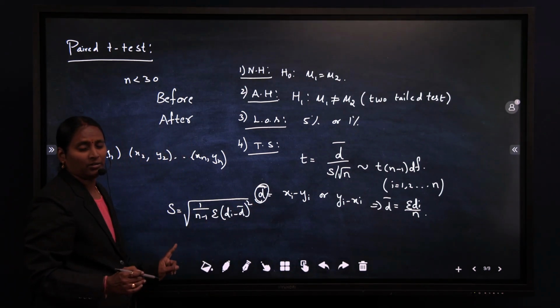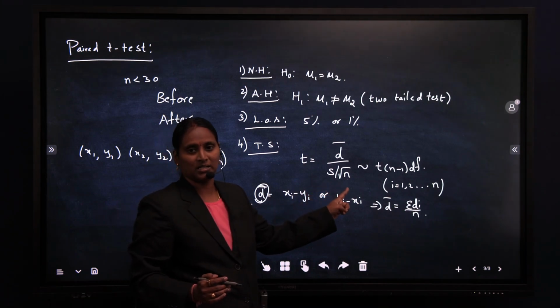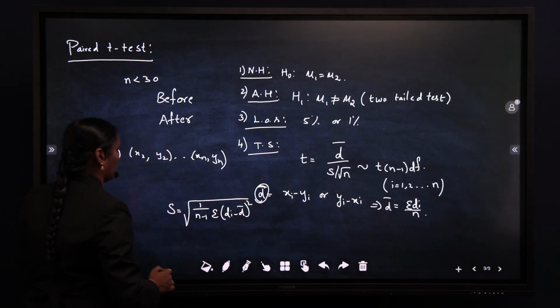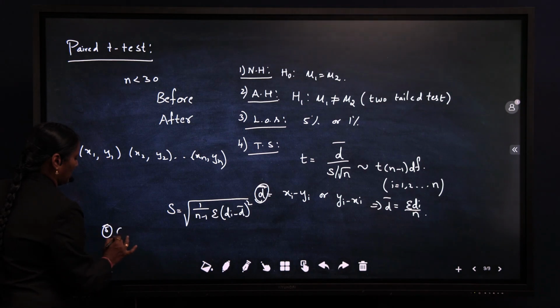Now we substitute this value of s in the test statistic t, and then we conclude. Now let us see, the fifth step is the conclusion.